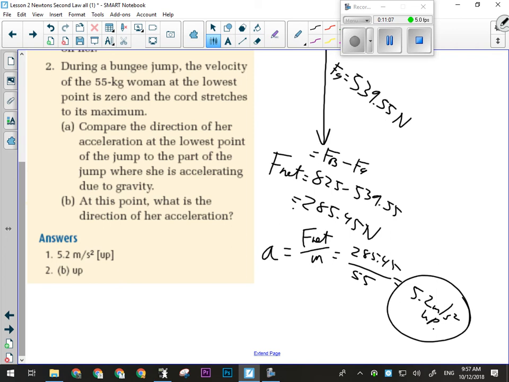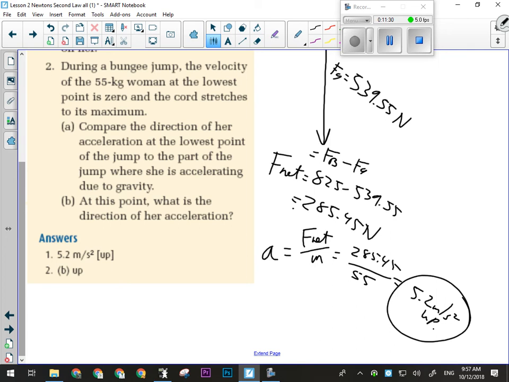The instant that the bungee cord starts to take up, your acceleration switches. Not immediately to up, because that would cut you in half, but it does very quickly change from being downwards to now being upwards. If it didn't, you wouldn't what? Yeah, you wouldn't stop. You wouldn't slow down.